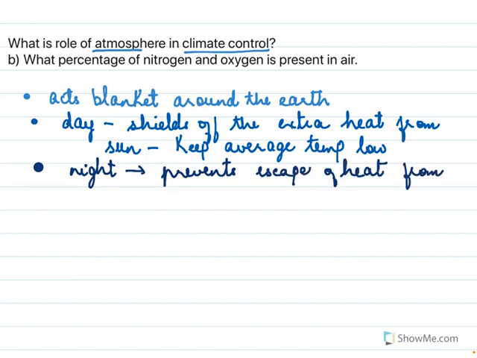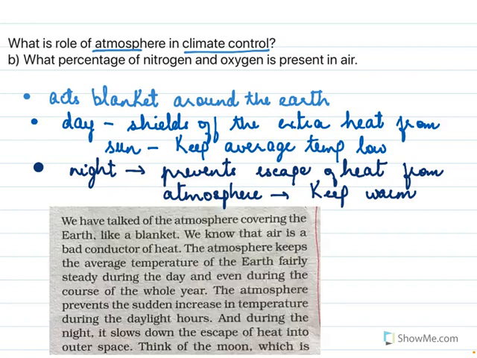From the atmosphere, and hence keeps us warm. Keeps us warm. So the average temperature is maintained because of the atmosphere. It does not get too hot during the day or too cold during the night.